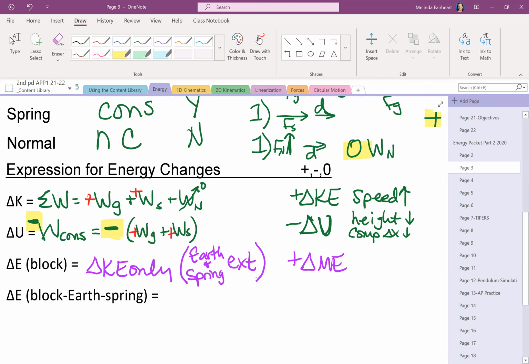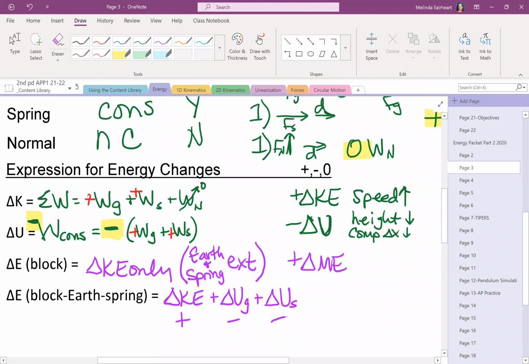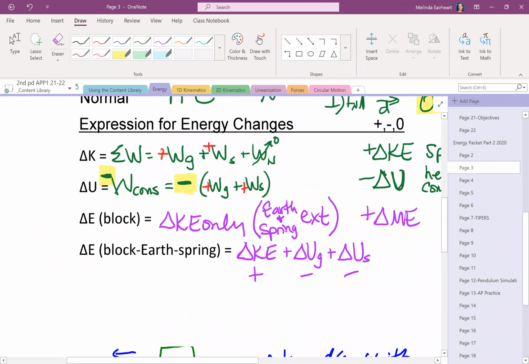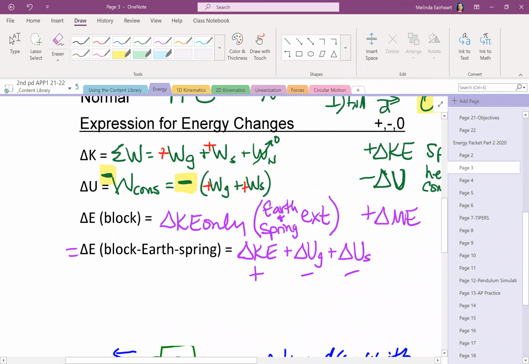But what if we include everybody? What if we have the block, earth, and spring? I can include kinetic, gravitational potential, and elastic potential. Well, the change in kinetic was positive. The other two had negative changes in potential energy. Again, I don't know which number wins. I don't know how it nets out. So your alternative is the work energy theorem. Changes in mechanical energy happen because of non-conservative work. Do we have any non-conservative forces?